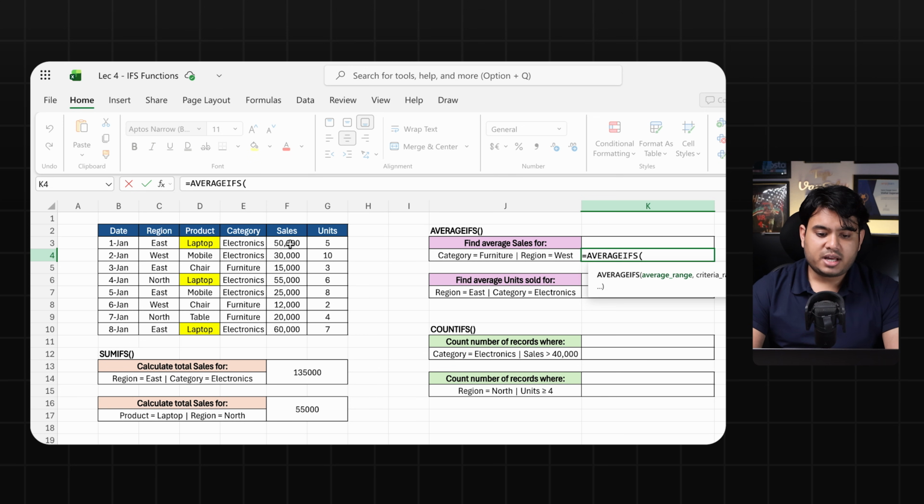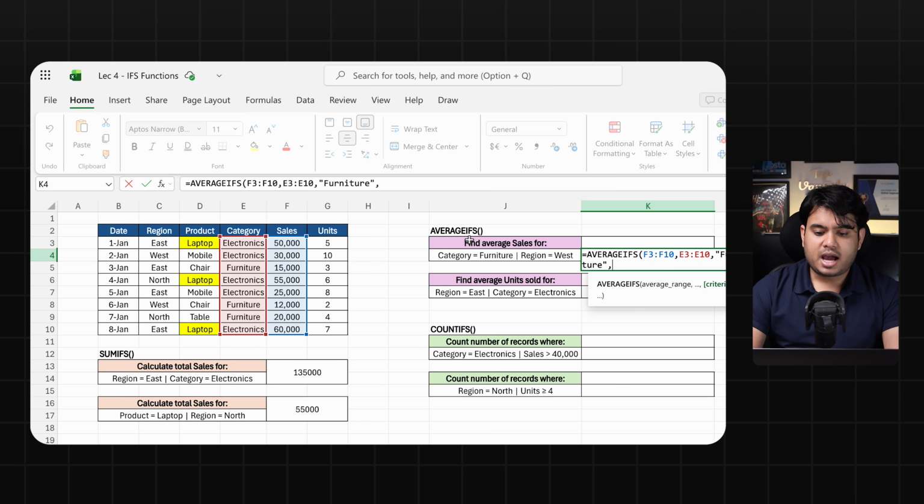Okay, so for that I am going to select the sales, then comma, then your first criteria should be category equals furniture. So your category is here and I am selecting this, okay, comma, and I am using furniture. Okay, then I am using region equals west. So this is your region and I am selecting region, okay, and it should be west, and the bracket is complete.